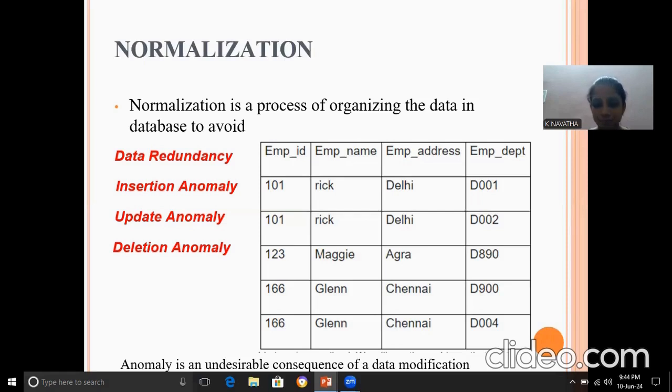For that, we have data redundancy, insertion anomaly, update anomaly, and deletion anomaly. In simple words, normalization is a process or technique to organize the data in a database to avoid redundancy or inconsistency of data.